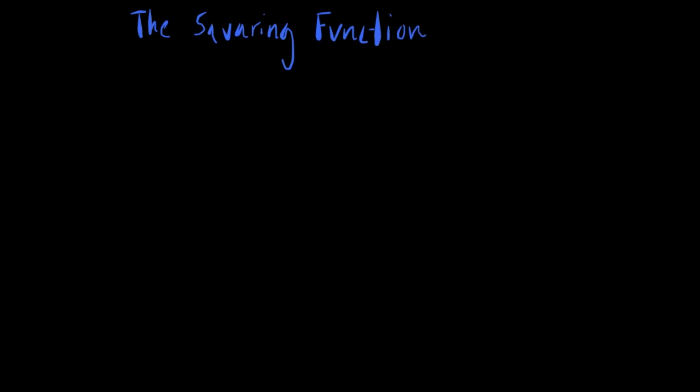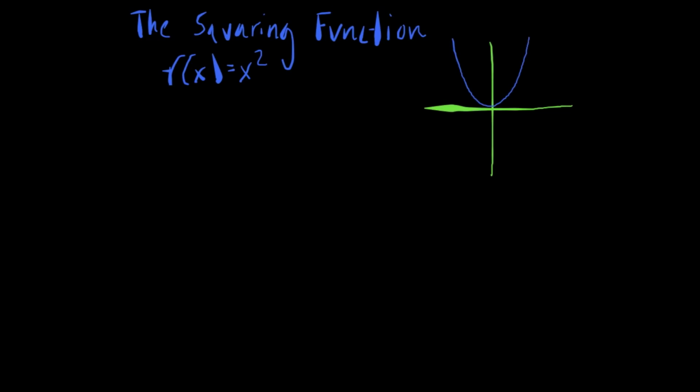The equation for this is f of x is equal to x squared. The graph would look like this. The domain is from negative infinity to positive infinity. The range, however, can never be less than 0, so it is from 0 to positive infinity. This is because any real number squared cannot be less than 0.